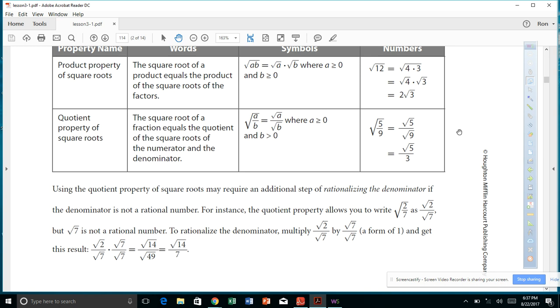The quotient property of square roots. The square root of a fraction equals the quotient of the square roots of the numerator and the denominator. Symbols, the square root of a divided by b equals the square root of a divided by the square root of b, where a is greater than or equal to 0 and b is greater than 0. The square root of 5/9 equals the square root of 5 divided by the square root of 9, which equals the square root of 5 divided by 3, because 3 is the square root of 9.